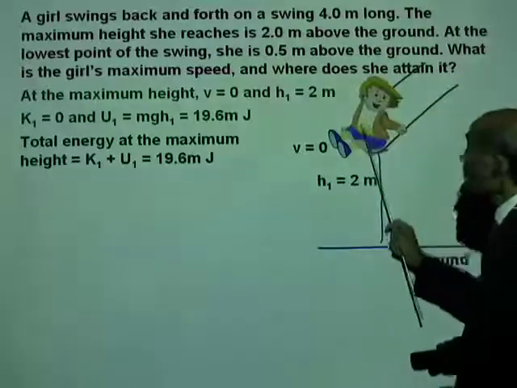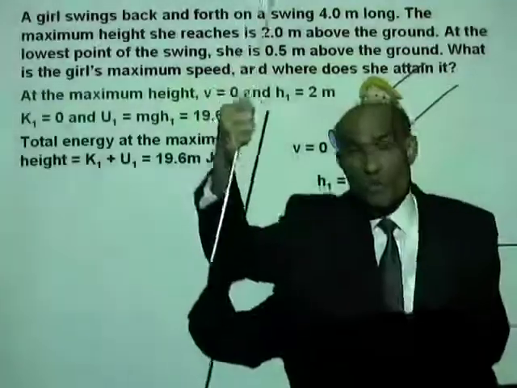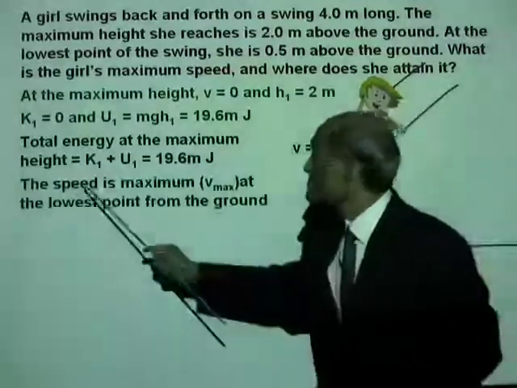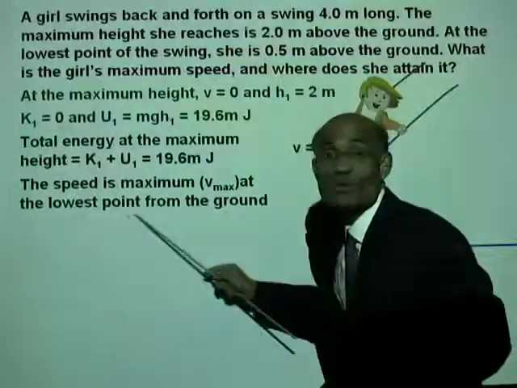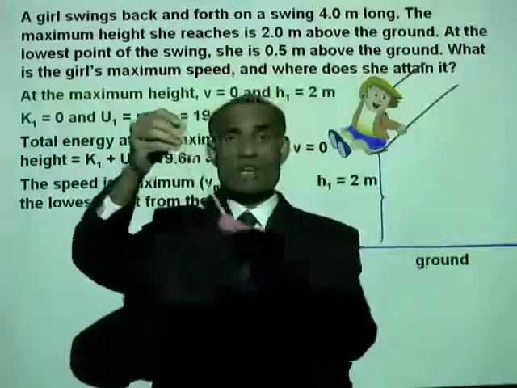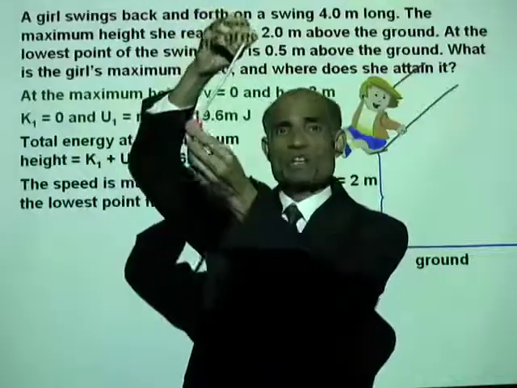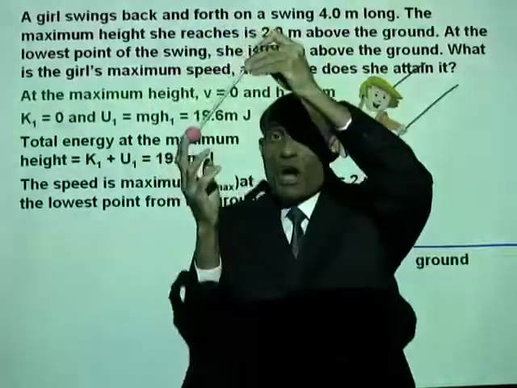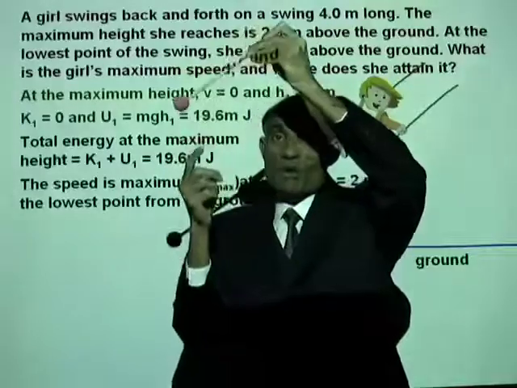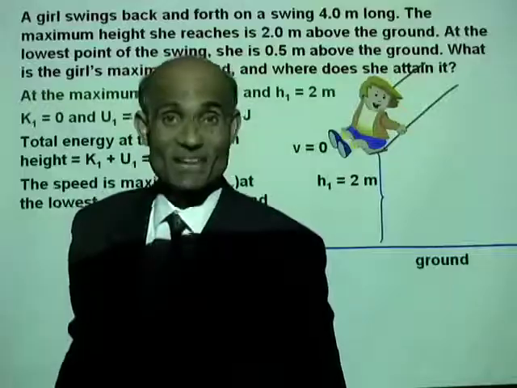Okay, what happens? This potential energy is now going to change to kinetic energy. She's going to fall back to the equilibrium position. The speed is maximum at the lowest point. You see, at this position when she is at the extreme, there is only potential energy here. When she reaches the lowest point, all that potential energy gets converted to kinetic energy.